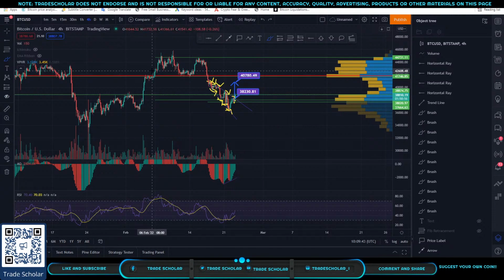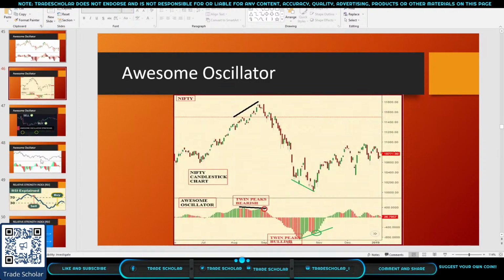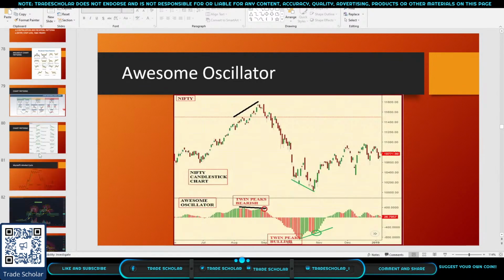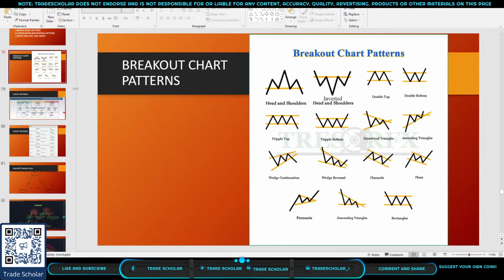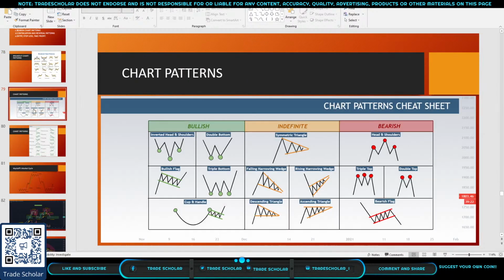So that's the basic technical analysis I can teach you that you must learn. You also get to familiarize yourself with these chart patterns, so you can always spot right away: is this head and shoulders, is this inverted, is this double top, double bottom. You can easily spot right away the patterns that it's forming.